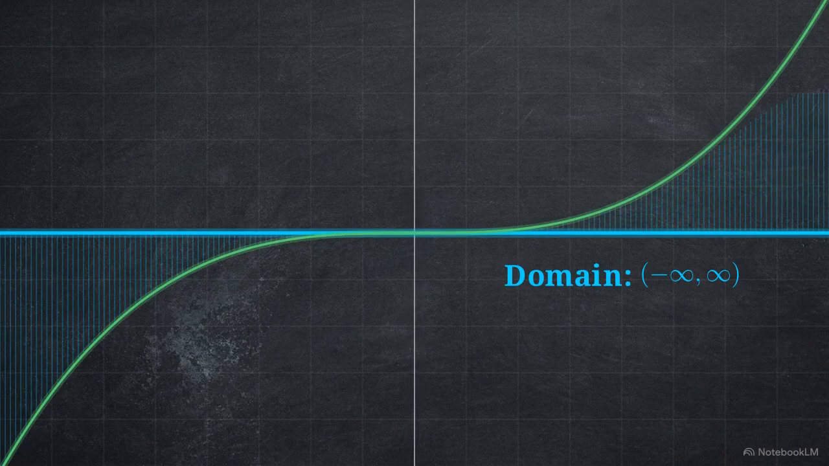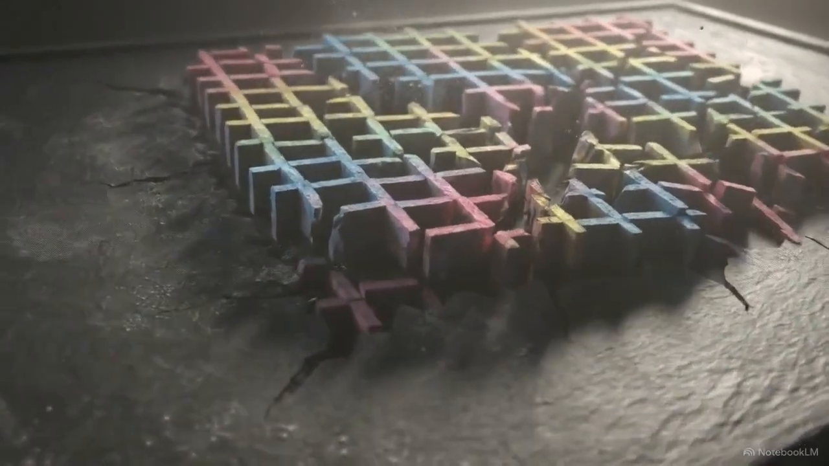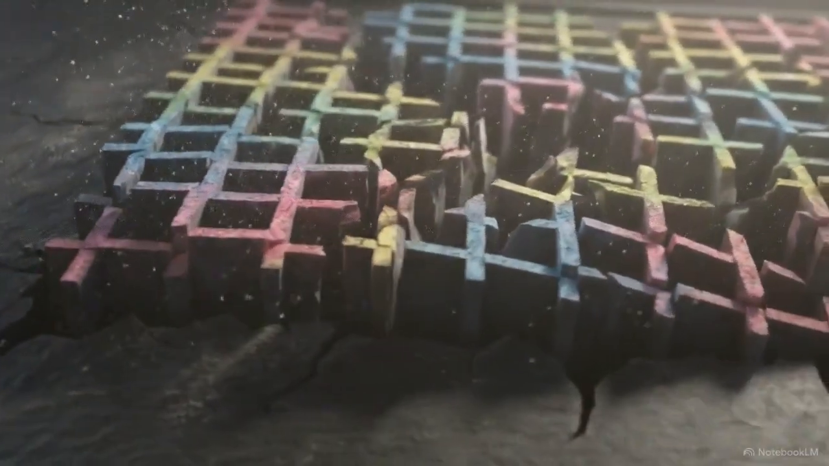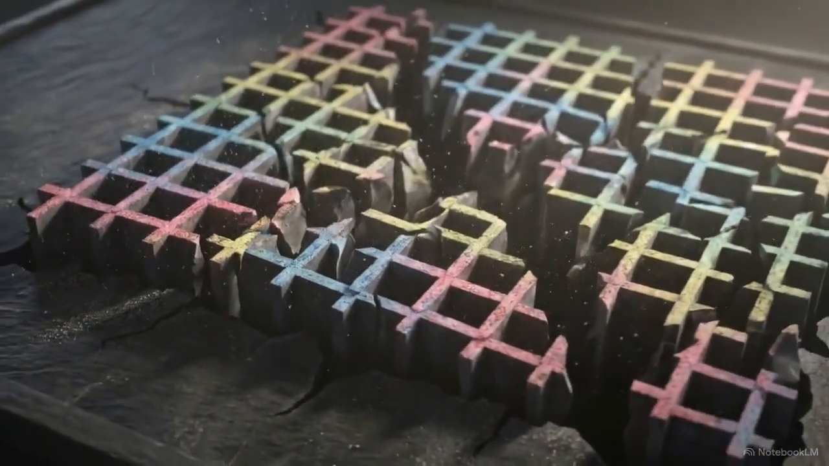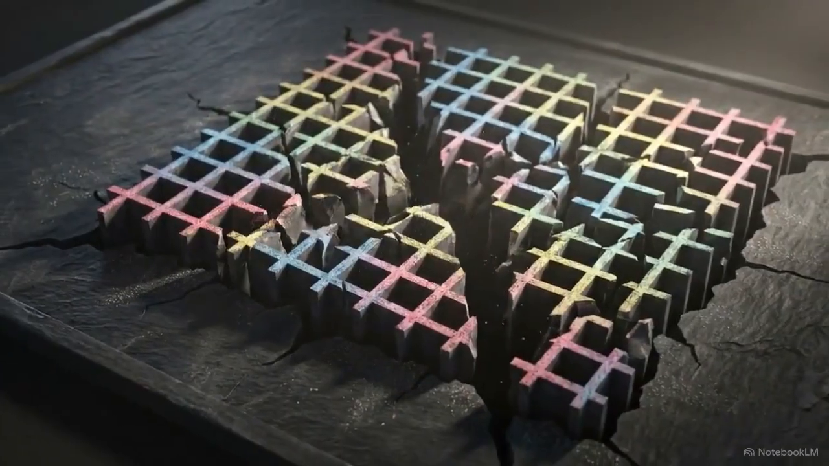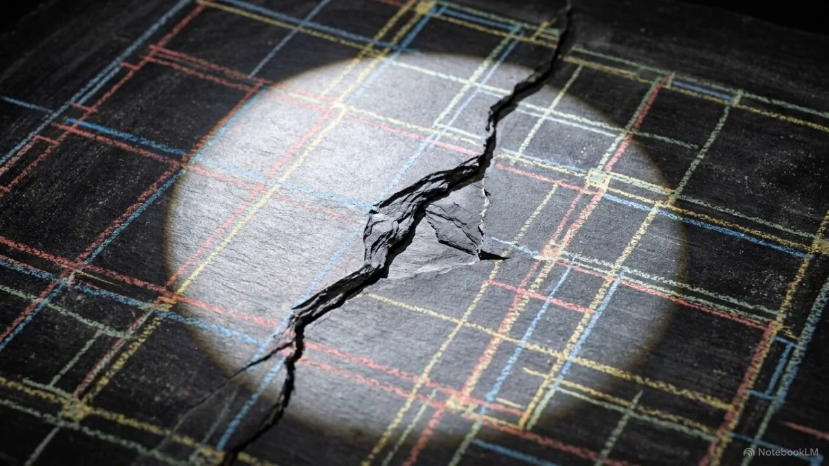The first major constraint appears in rational functions, which are built as fractions. The rule here relies on a mathematical impossibility. You cannot divide by 0. If we set the denominator of any rational function to 0 and solve it, we isolate the exact coordinate where the function's reality breaks down.